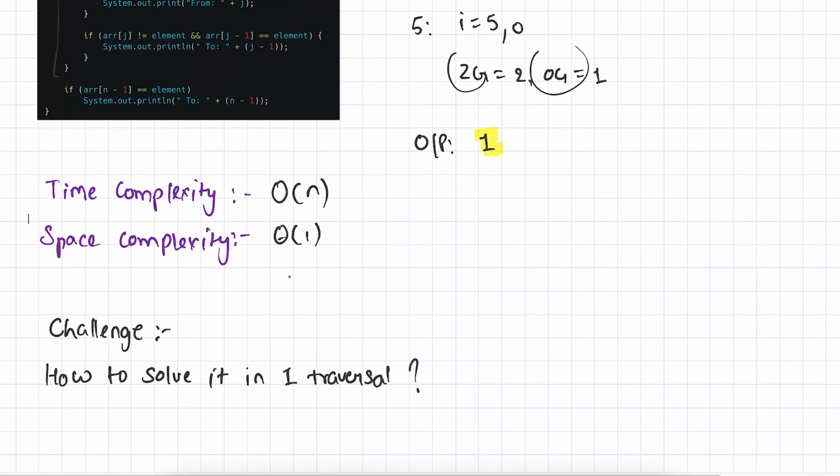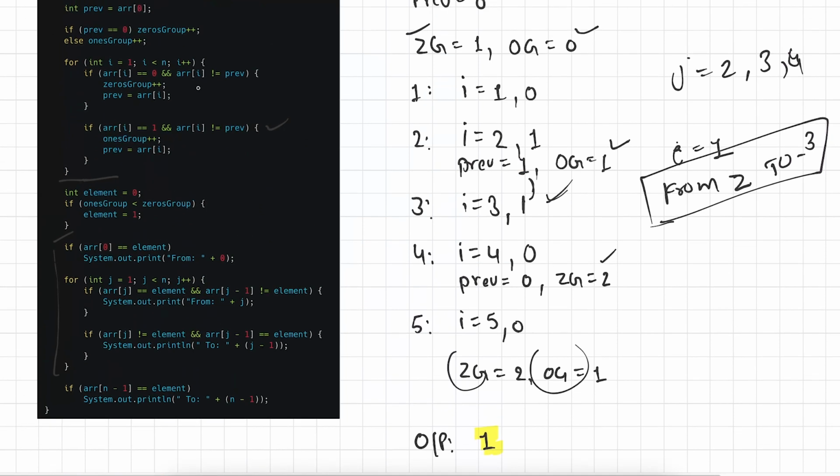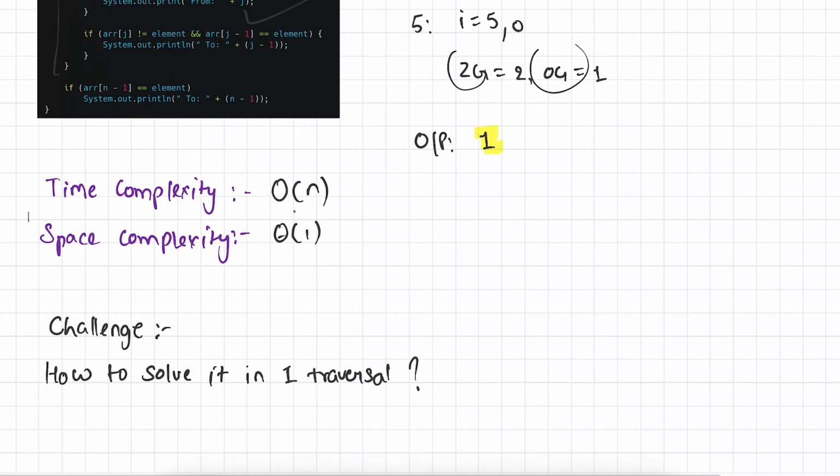Now the challenge here is how to solve this in one traversal. Here we are making two traversals of the array. First we are traversing here and second we are traversing here. First is to find the groups of zeros and ones and second is to flip all the bits. So think about it and try to find a solution that can solve this problem in one traversal.